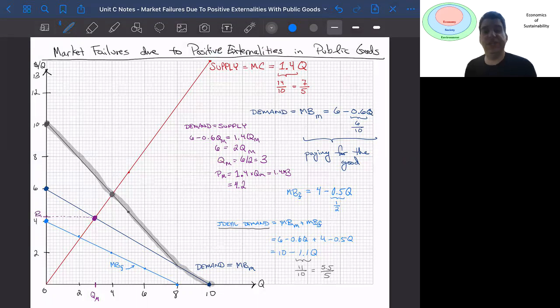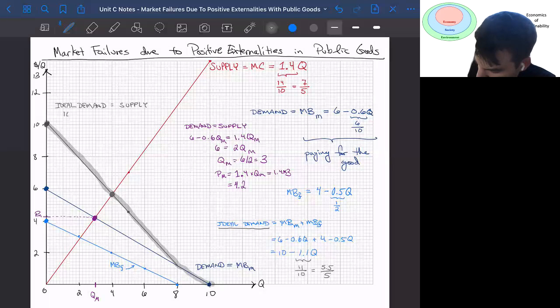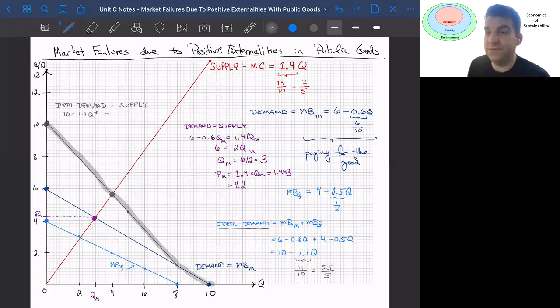All right, so if I look at that, then I can calculate what the socially efficient equilibrium would be. The graph ends up doing some of the work for us, but let's actually go ahead and do the math. If I set the ideal demand equal to supply, the ideal demand is 10 minus 1.1Q star, and I'm using Q star because this is the socially efficient equilibrium. And then the supply is 1.4Q star.